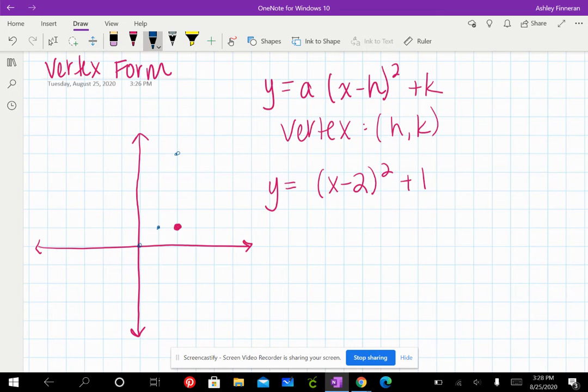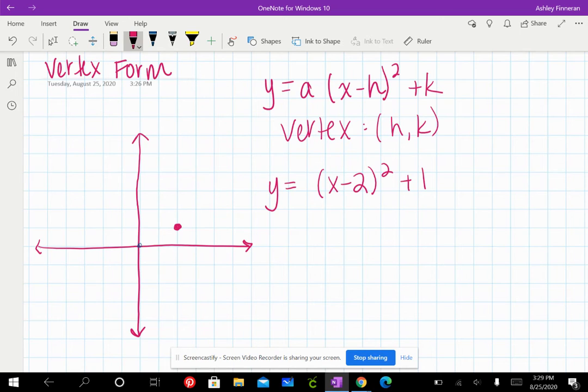2, 3, 4. Y equals x squared, if you just plot those points, is the parabola that looks like this. So I'm essentially taking all of those points and I'm shifting them to the right 2 and up 1. So I'm going to erase that now so that you can see what I'm doing. So there was a point here, so I could go right 2 and up 1 and so forth.